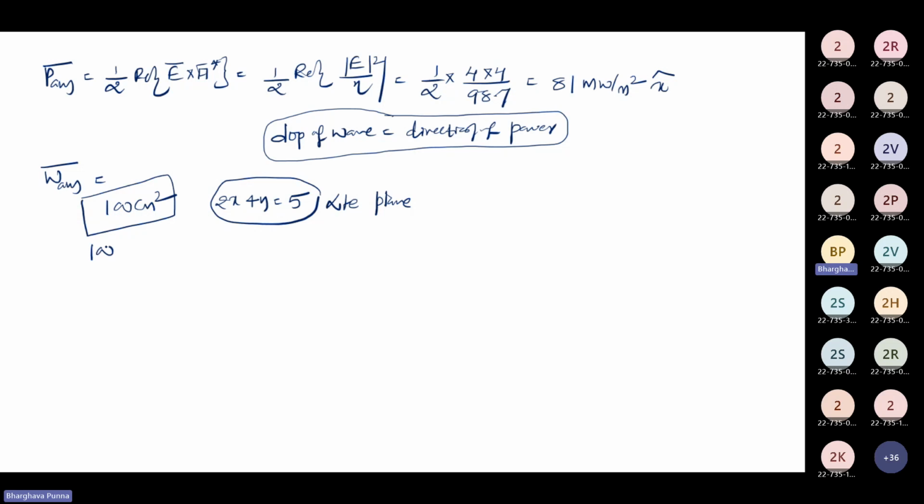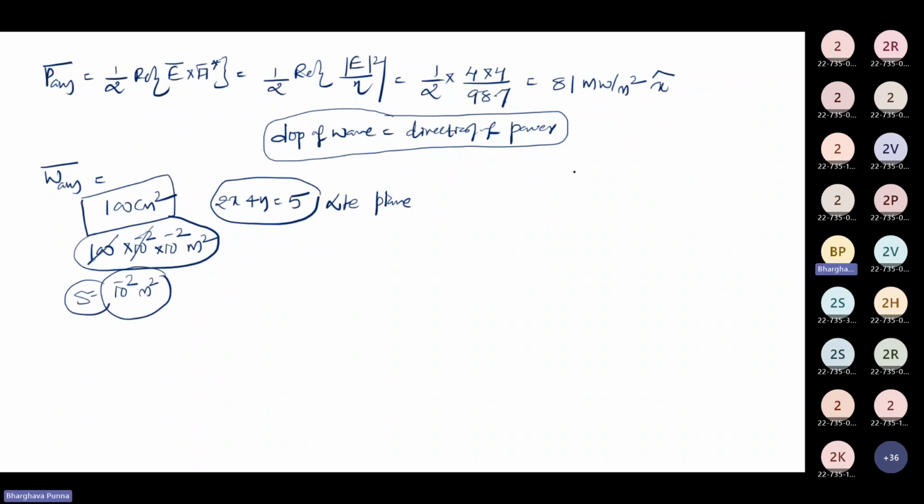So 1 centimeter I'm writing as 10 power minus 2 meter. Another centimeter, 10 power minus 2 meter. So that is meter square. First of all, I converted this area into meter square. So no problem, this one will be cancelled. So 10 power minus 2 meter square. This is the surface area, in magnitude wise. But what is the direction?